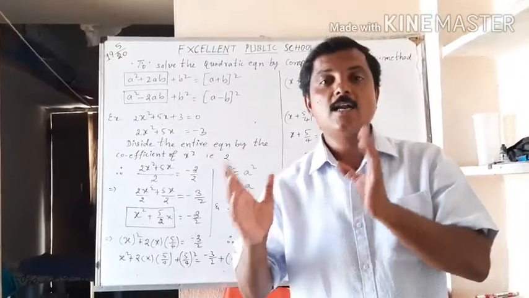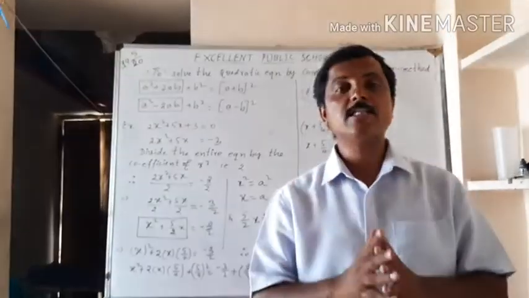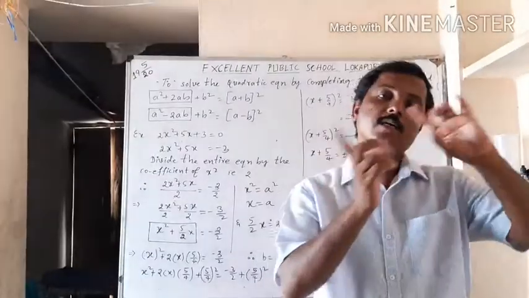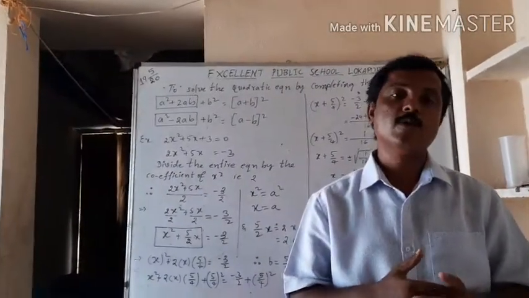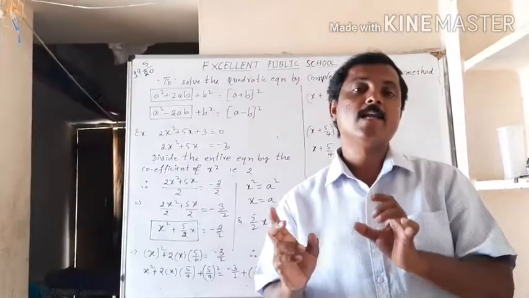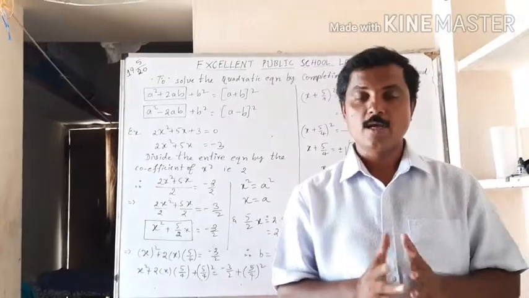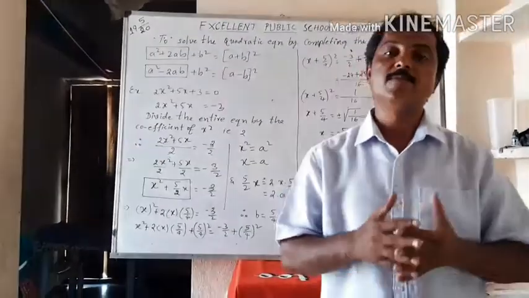Either you should convert them into a plus b the whole square form or a minus b the whole square form. If there is a minus sign in between, convert them in the form of a minus b the whole square. If a plus sign is there, then convert them in the form of a plus b the whole square. After transposing, you will find out the roots of the equation.